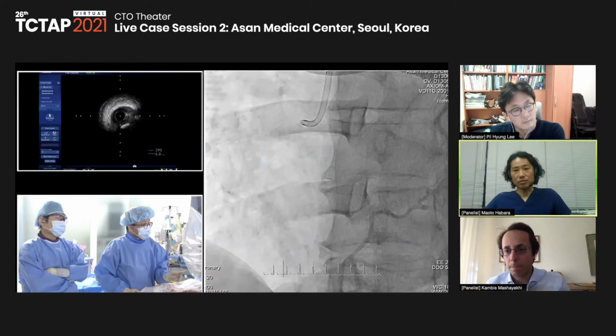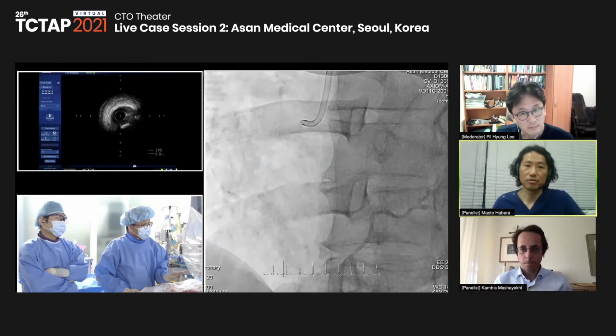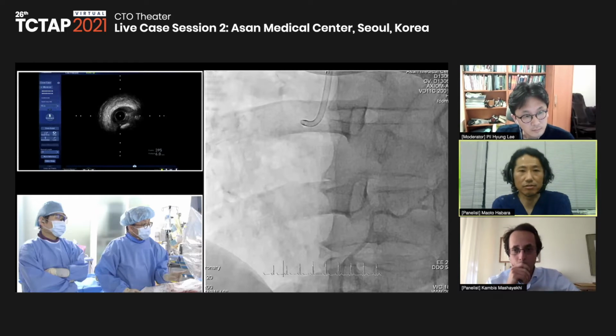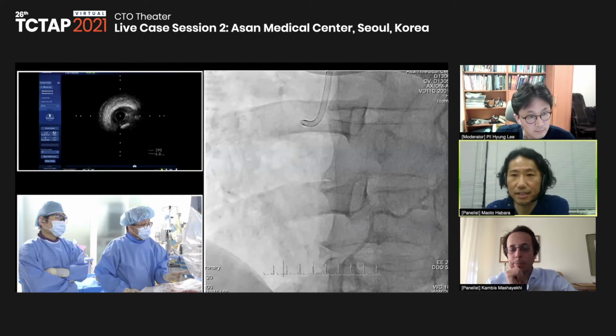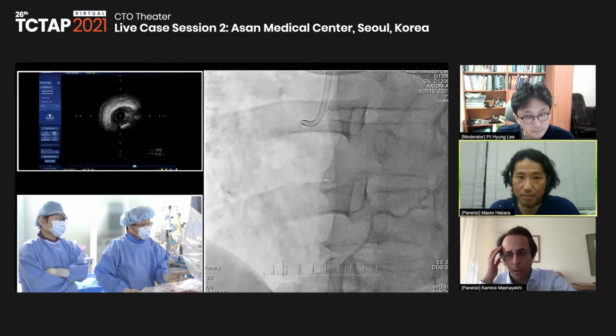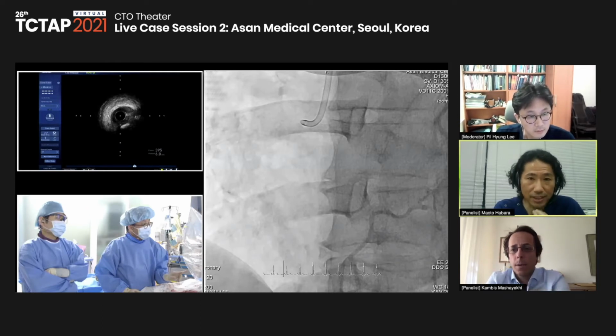That depends on the IVUS, but this case is a little bit hard plaque. So we usually need a Confianza series, but usually I try to use Gaia Next second or third at first, and if failed, easily step up to the Confianza. But in this case, of course, backup is very weak because it is a very proximal CTO.